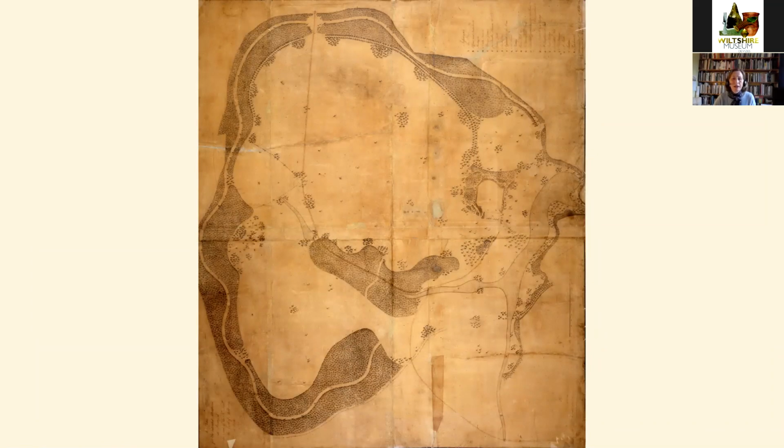This is that plan, and I've rotated it so that north is at the top. Now, don't worry if you can't really see what's on this plan, because I'll talk about it and I'll show you a slightly clearer interpretation in a minute. But basically, the big house is here. You've got the lake here.